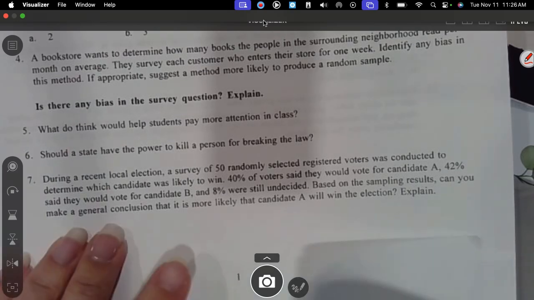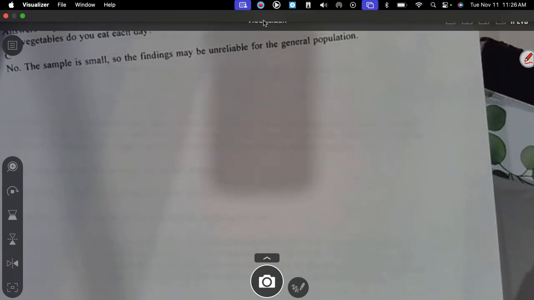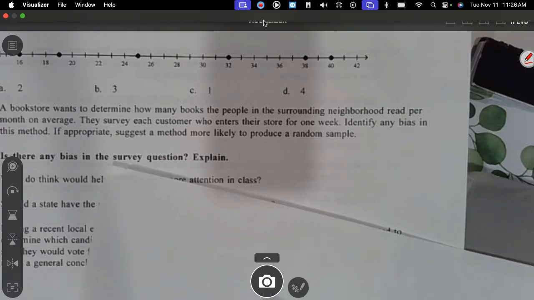What did they put? Y'all have the answers on your thing too. It's like, no, the sample is small. They'd be unreliable. Yeah, too small of a sample. Okay. Next up, number 8.